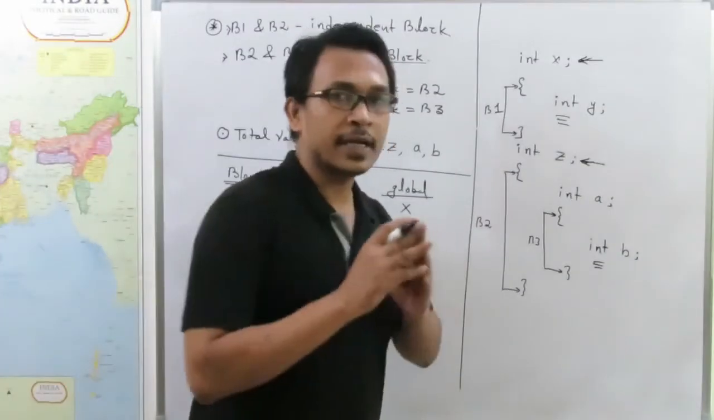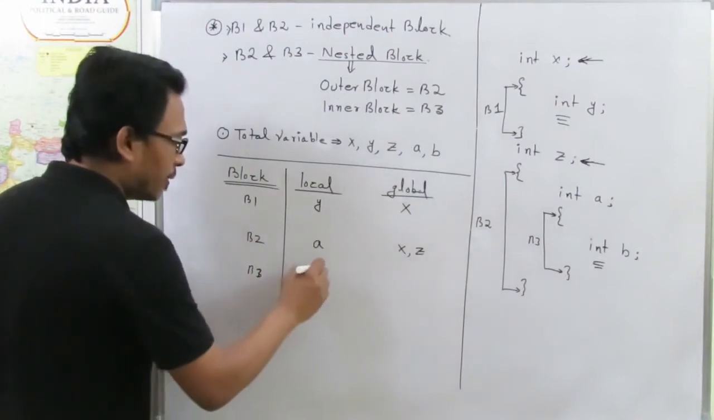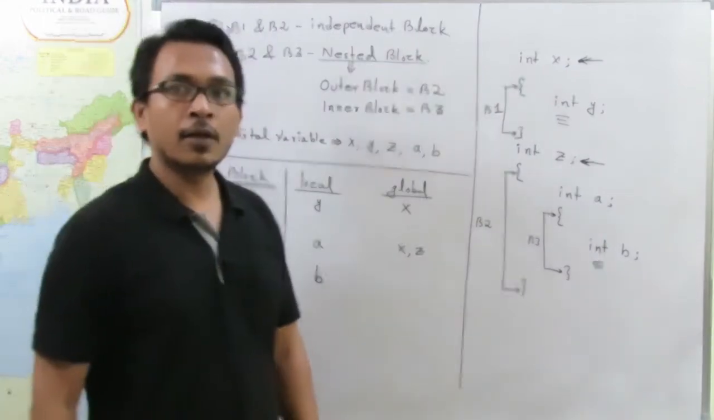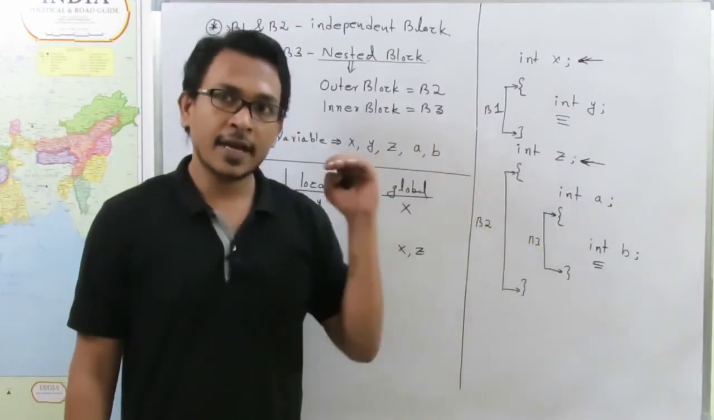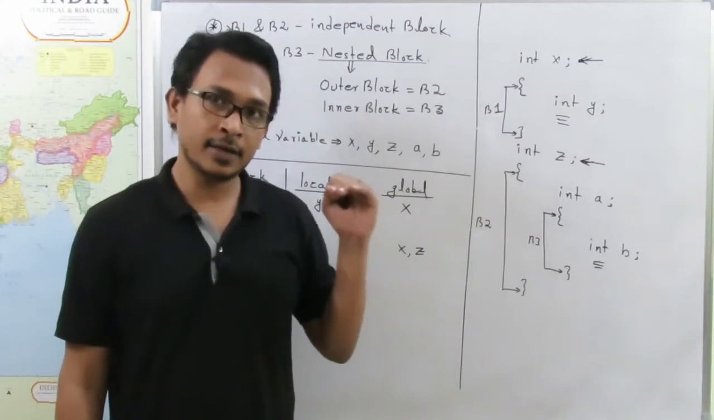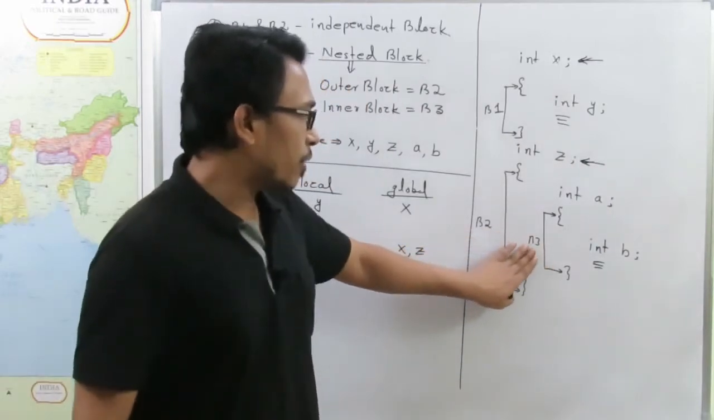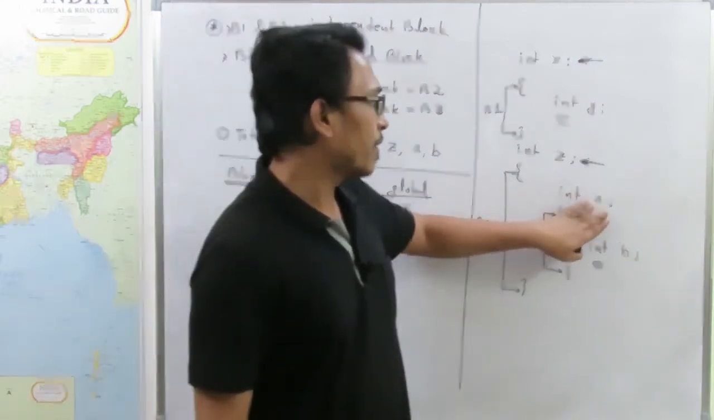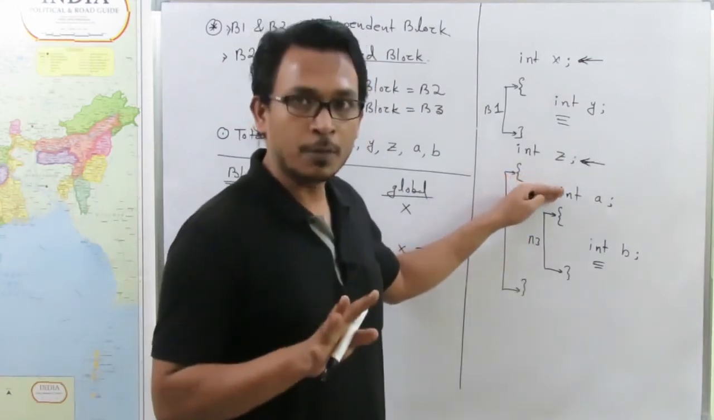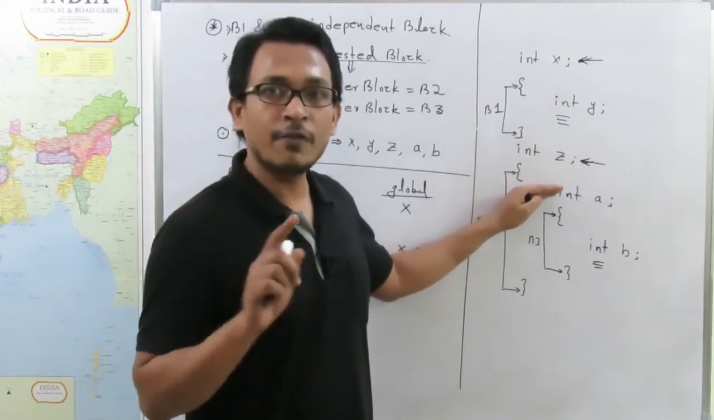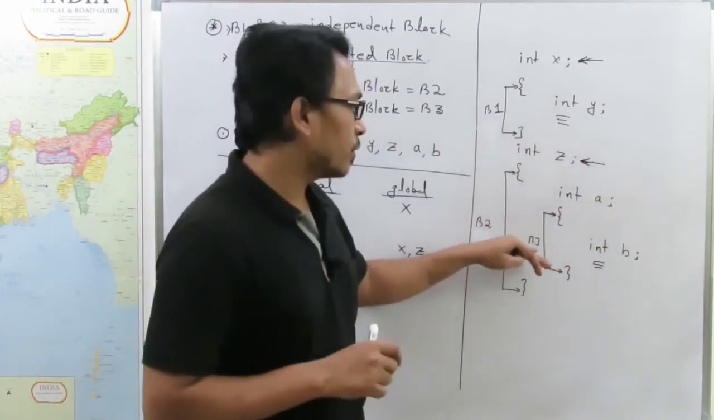Now coming to the B3 block. What are the variables declared inside the B3 block? Inside B3 only one variable is declared, that is the B variable. So with respect to the B3 block, this B is a local variable. And which variables can the B3 block access? B3 can access any variable that is global and any variable that is declared inside the outermost block. That means this B3 block is defined inside the B2 block, and inside B2 one variable is declared, that is the A variable. That means B3 is able to access this A variable also, but this A variable is a global variable with respect to this B3 block.